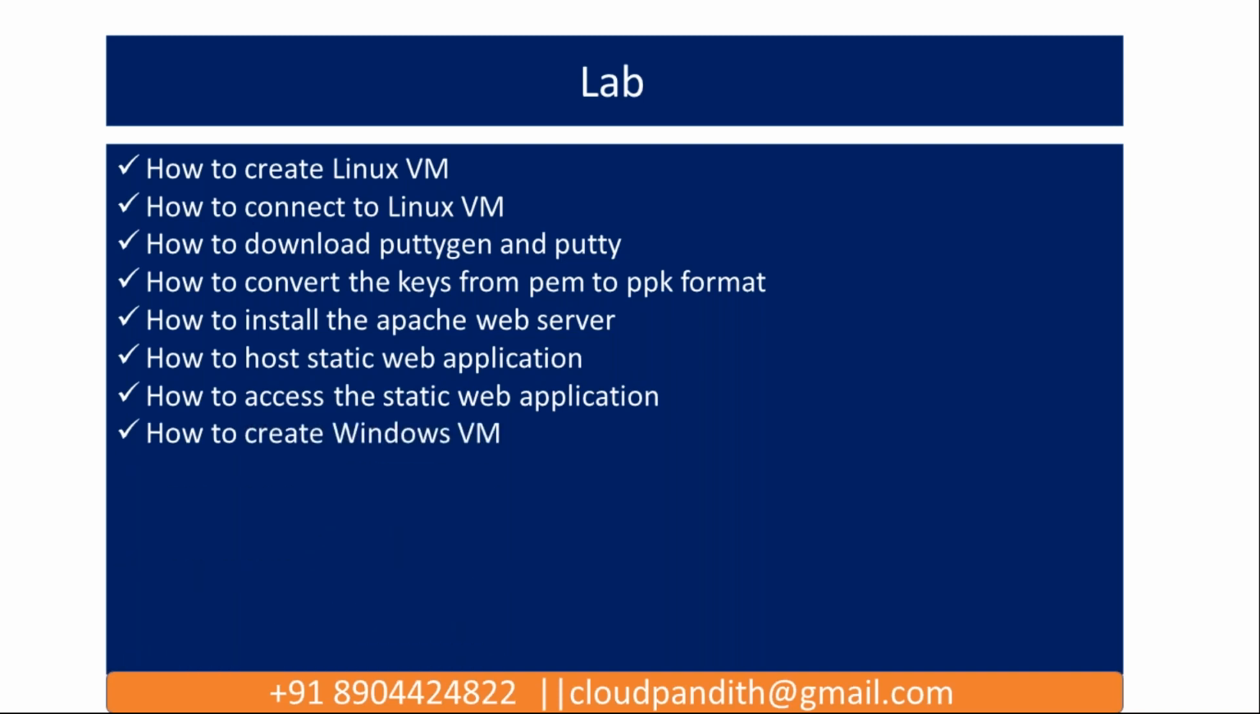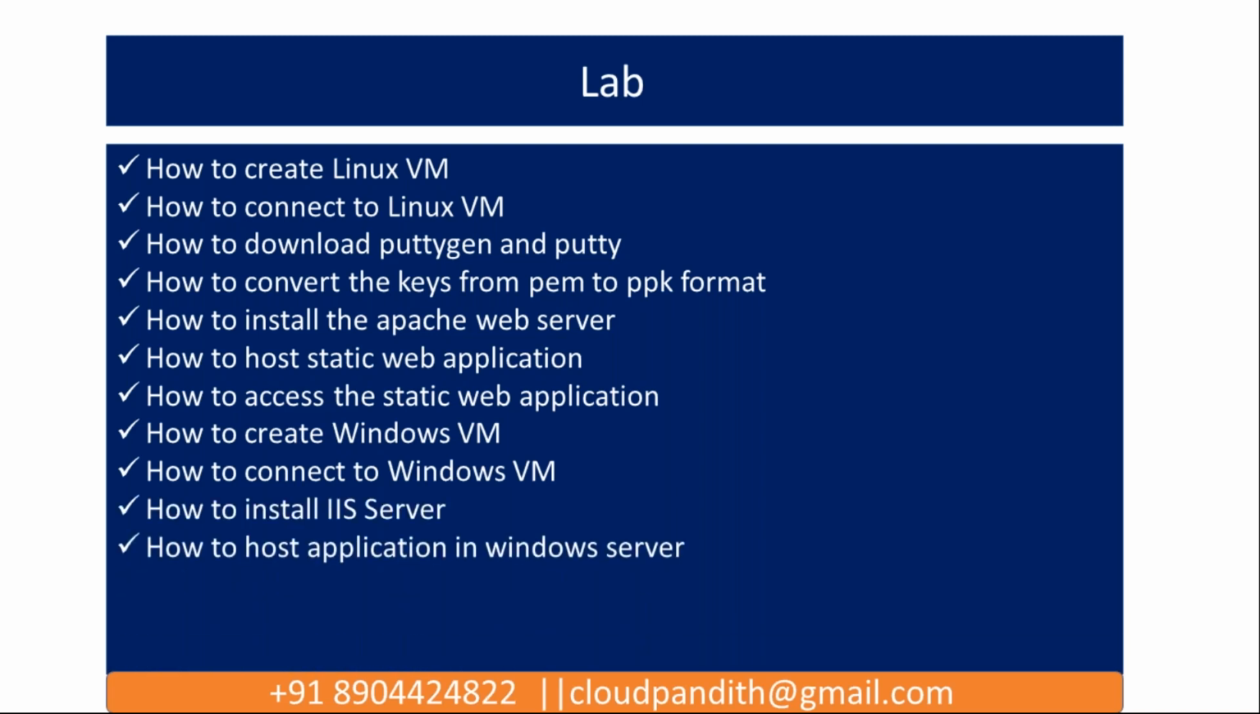Next, we will see how to create a Windows VM and how to connect to the Windows VM. Next, how to install the IIS server and how to host an application in Windows Server. Here we have installed the Apache web server; here I need to install the IIS server if I want to host my web application on a Windows machine. Finally, we are going to see how to host this application in Windows Server and how to access it. This is completely a lab session, friends.